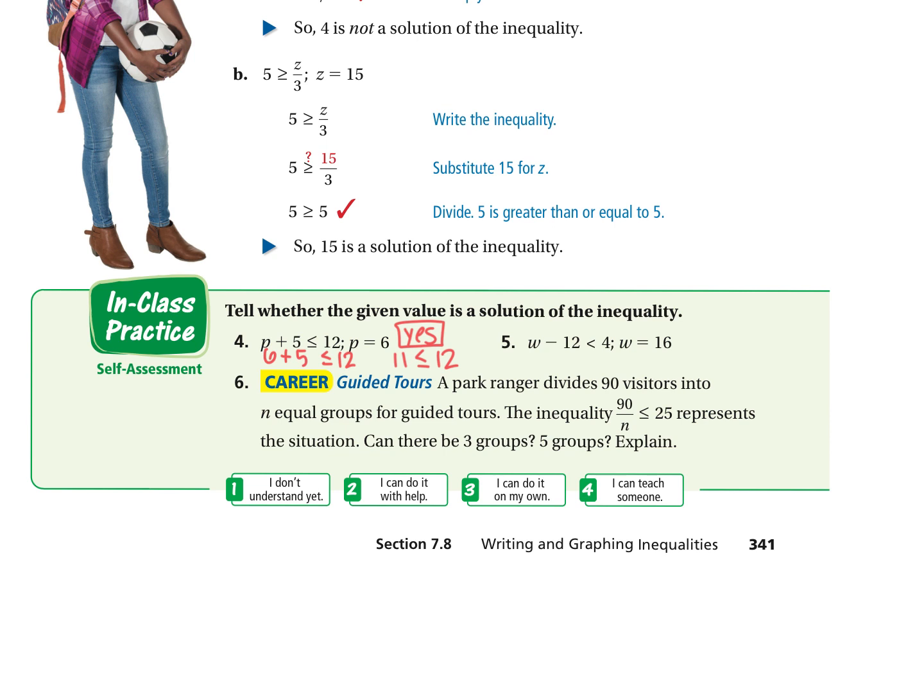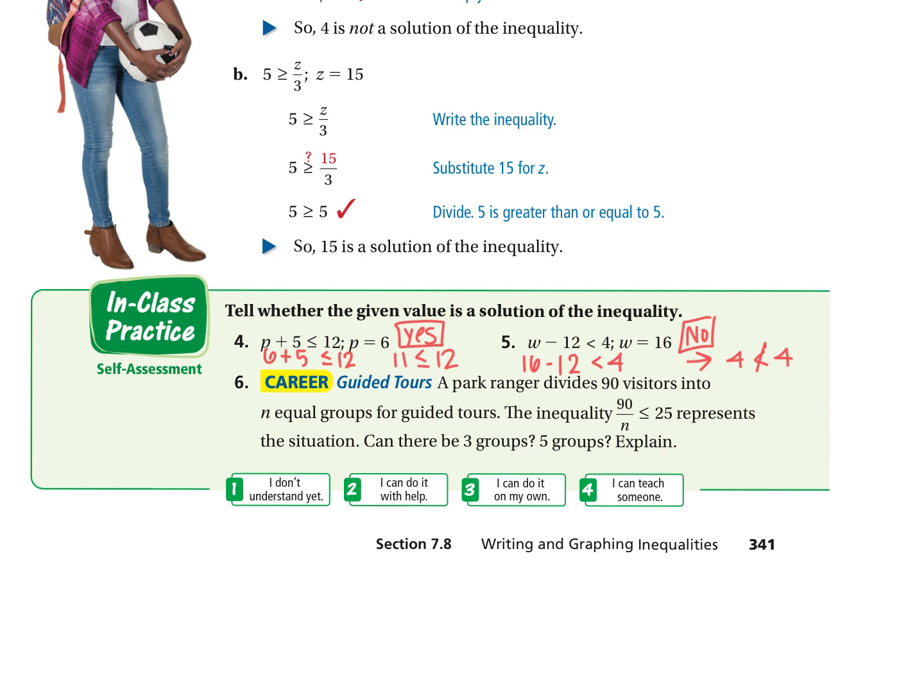Number 5, w minus 12 is less than 4. If I replace w with 16, like it tells me to in my problem here, then I'm going to go ahead and do 16 minus 12, which is 4. And then 4 is less than 4. If that is not true, I'm going to draw a little slash through it and answer no, because that is not true. Now, if it had a line underneath the less than symbol, it would be true because it would mean less than or equal to.